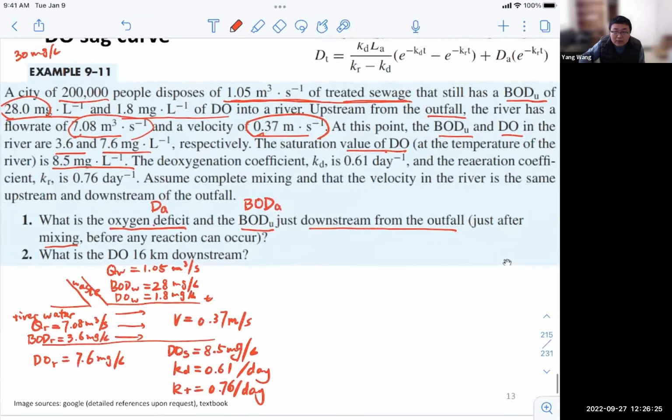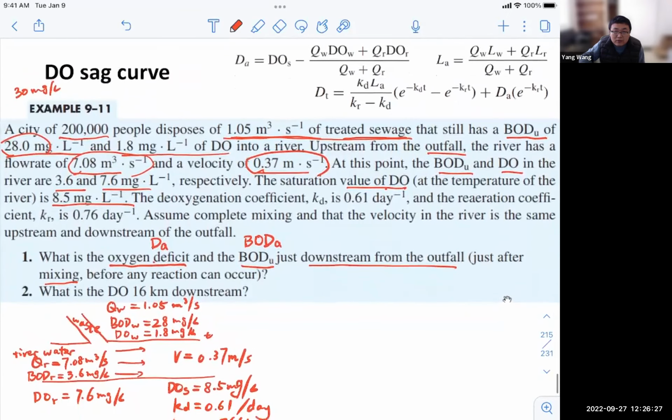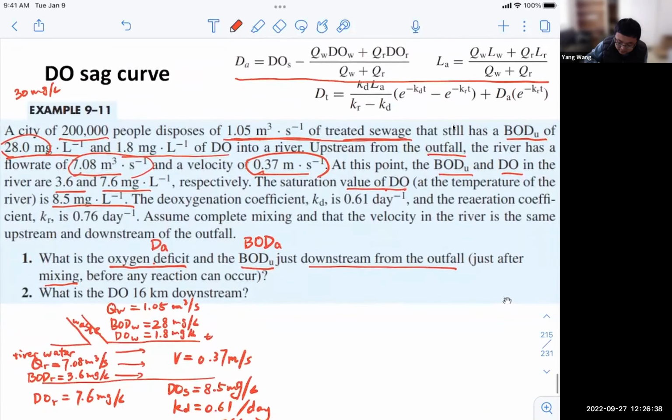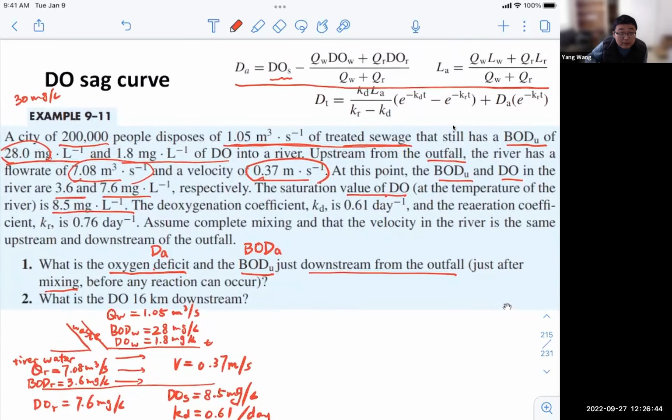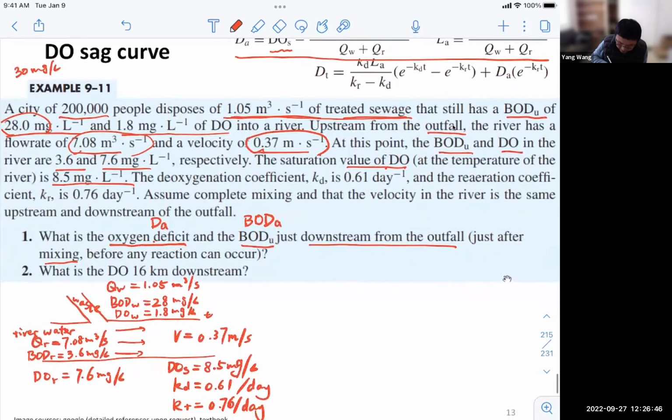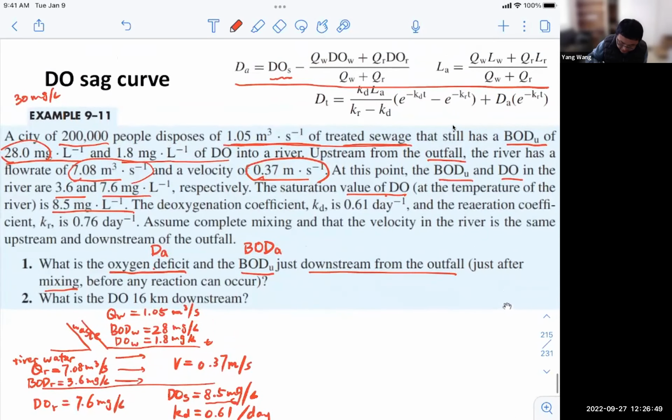So to calculate this mixing point, we have these two equations. This is the property at the mixing point. So you have the DA equals this term here. The DOS is the saturation oxygen concentration, that's 8.5. Then you have the Q waste, the wastewater flow rate. The DO waste is here, that's 1.8. The QR is the river flow rate, and DOR is the river DO.